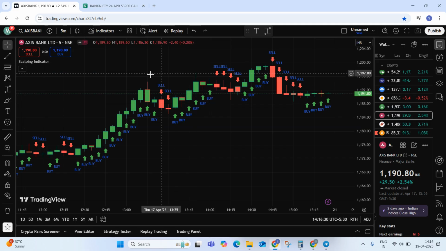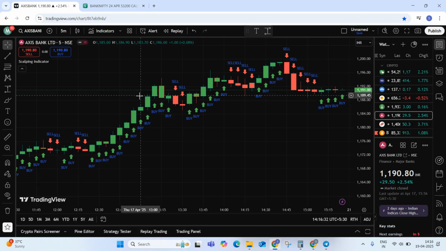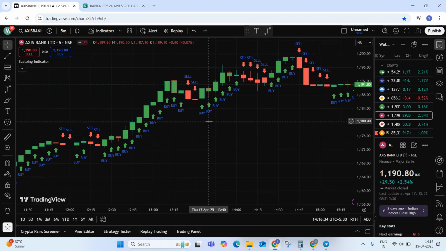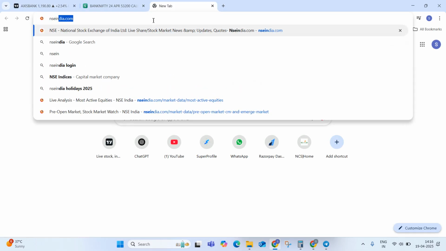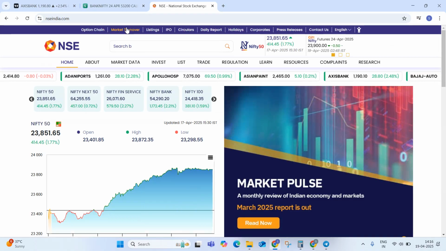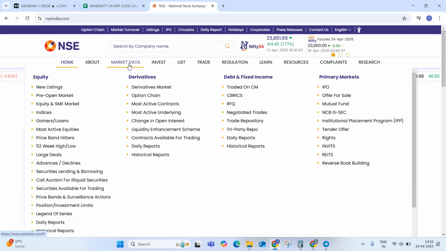If you have any idea on stocks, you can select those stocks and apply this indicator on any asset. Even on foreign stocks you can apply it. But for Indian markets, what I do is I select the NSE India website. I will go to the NSE India website.